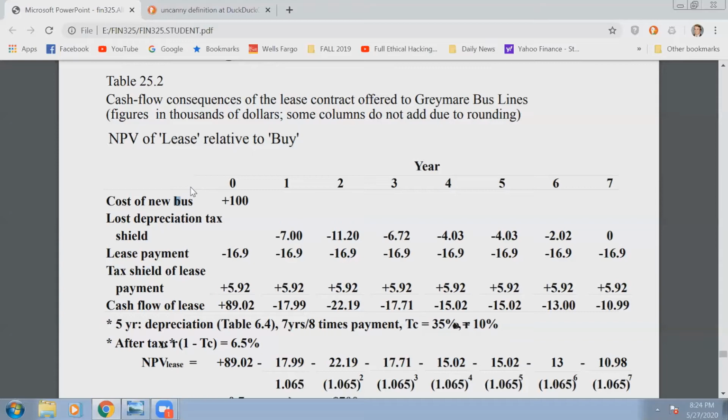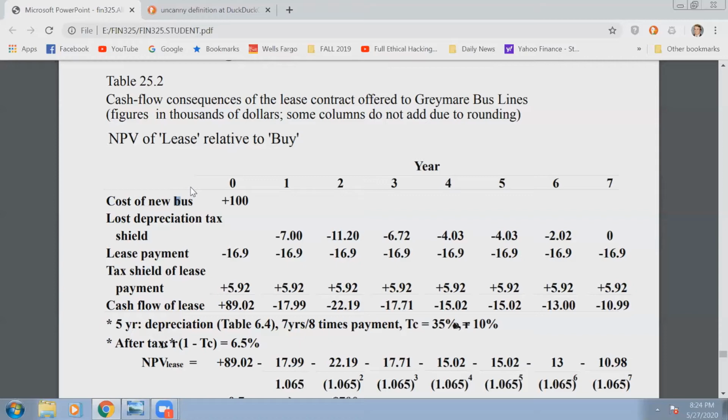Okay, next we will consider the loss depreciation tax shield. So if you remember from the previous video, when we own the asset, we are able to depreciate it over its useful life. So in this case, we do not own the asset. We are leasing the asset. The lessor technically owns the asset in financing leases, although it can typically vary from case to case.